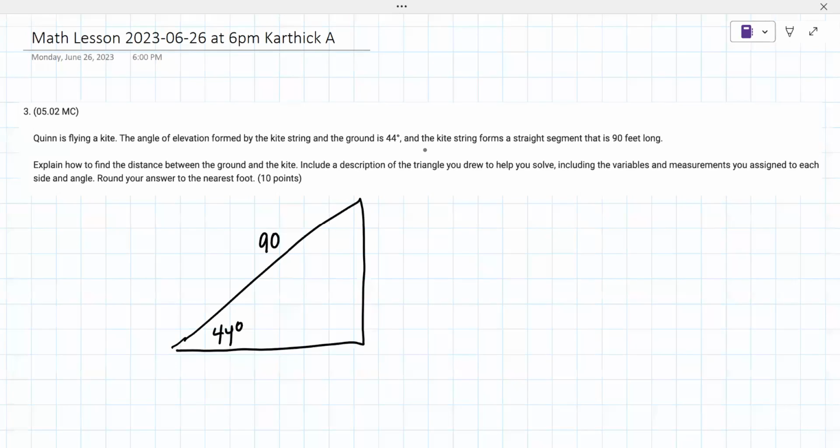That's the thing about this. If you've never flown a kite, and I don't know that I've flown one in a really long time, you have to remember that the string length is the hypotenuse.